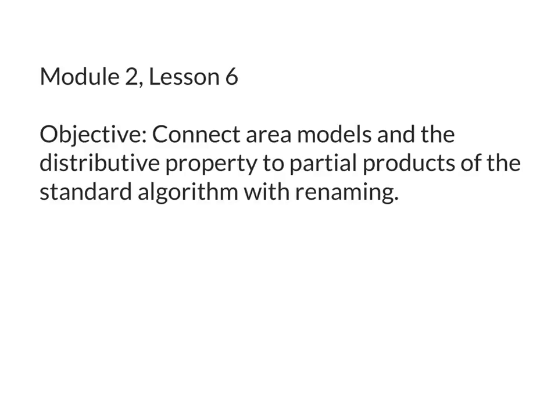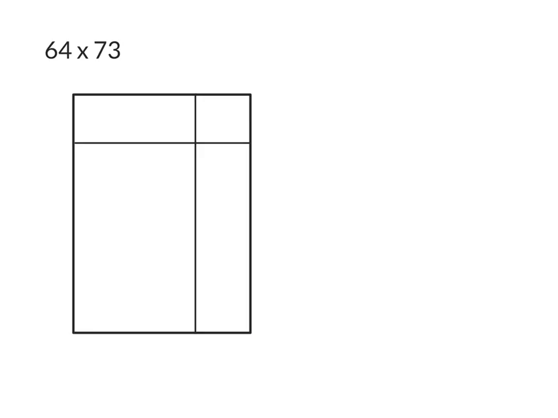Today we're working in Module 2, Lesson 6, and our objective is to connect area models and the distributive property to partial products of the standard algorithm with renaming. So this is going to be very similar to Lesson 5, however we will have renaming in this lesson. The first expression that we see is 64 times 73.